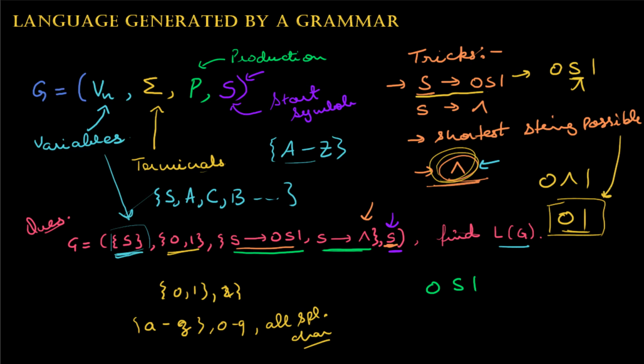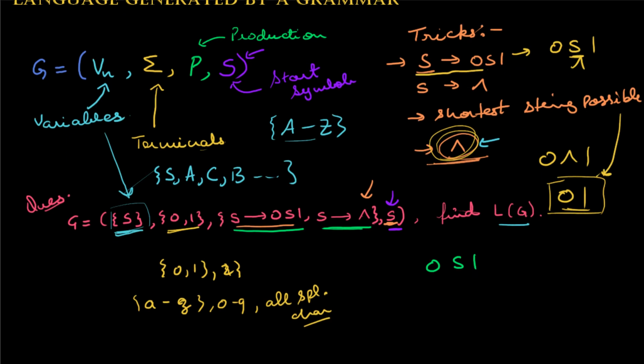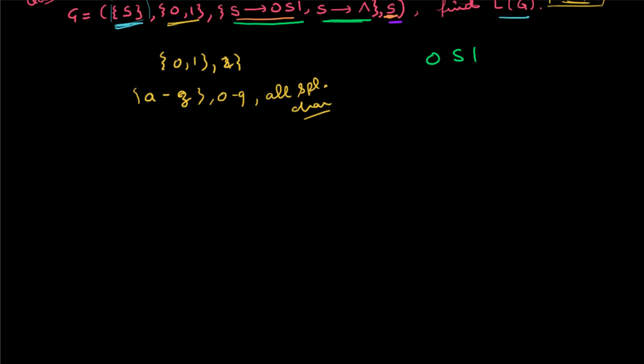You can substitute this with different parts. So let's start. What you can actually do is make a tree or something like that, but what I prefer is that I choose this, S goes to 0S1. Now I already know that S goes to null, so my shortest possible string will replace this as null. So I'll get 01. And I also know that S goes to null also exists.